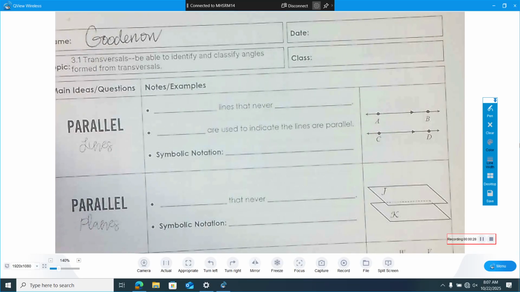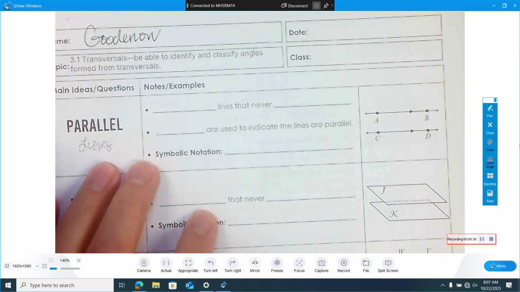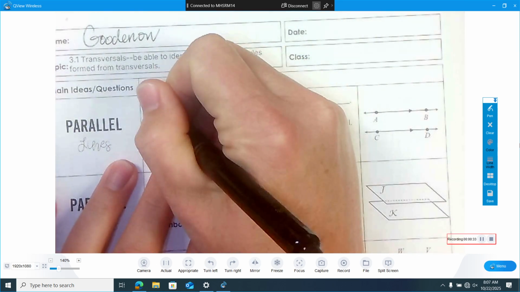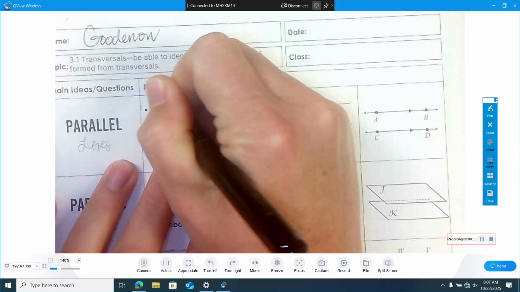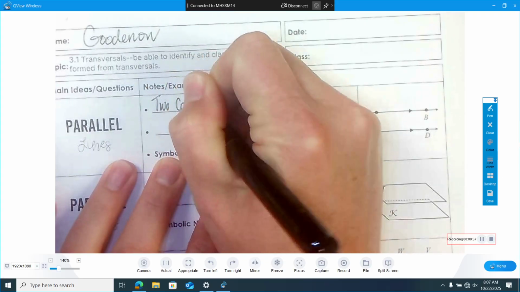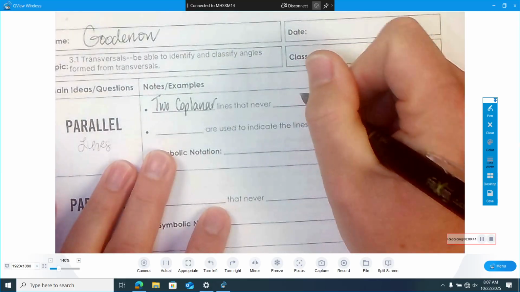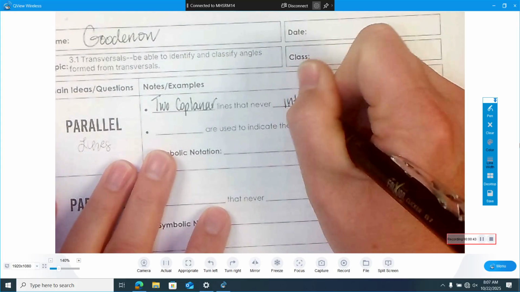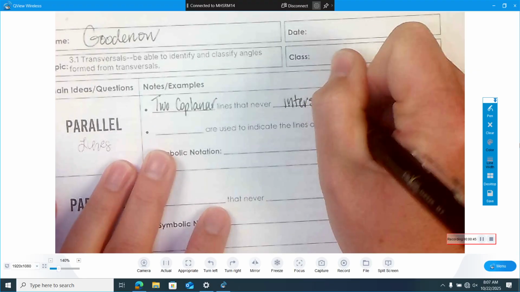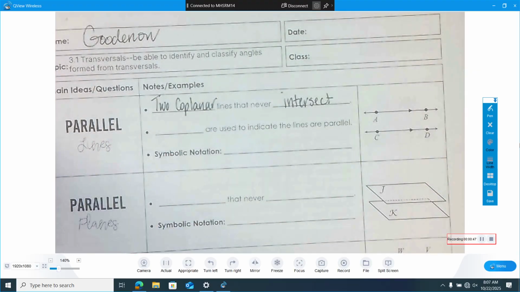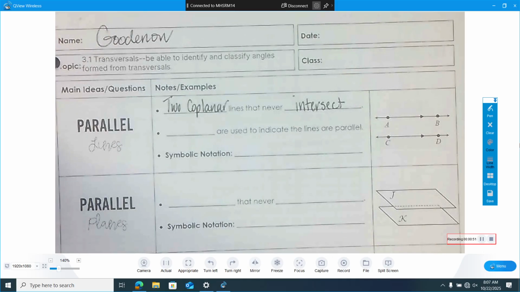So parallel lines, which I hope you know, are two coplanar lines that never intersect. Coplanar, remind me what coplanar is. Two planes? No, I think they're on the same plane. Same plane, yeah. So you do have to exist on the same plane.